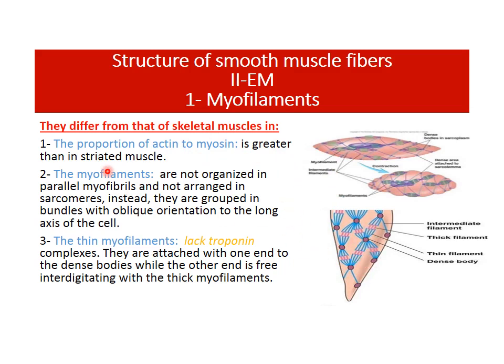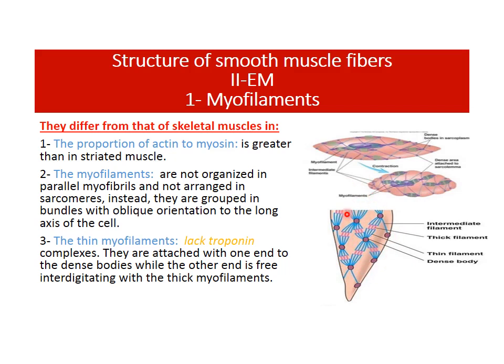2. The myofilaments are not organized in parallel; myofibrils are not arranged in sarcomeres. Instead, they are grouped in bundles with oblique orientation to the long axis of the cells. 3. The thin myofilaments lack troponin complex. They are attached with one end to the dense body, while the other end is free, interdigitating with the thick myofilaments.